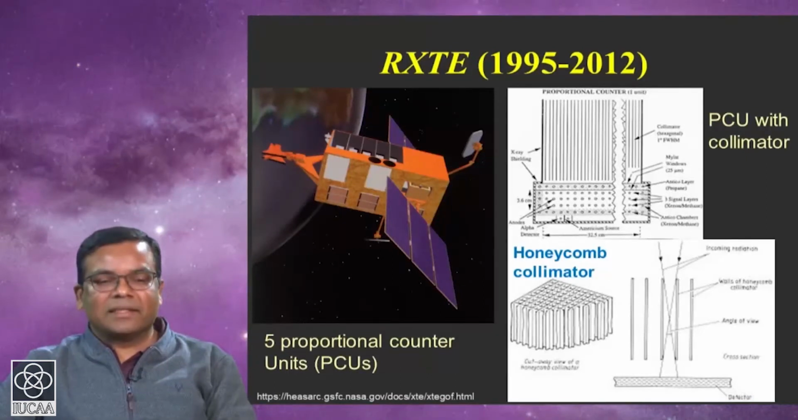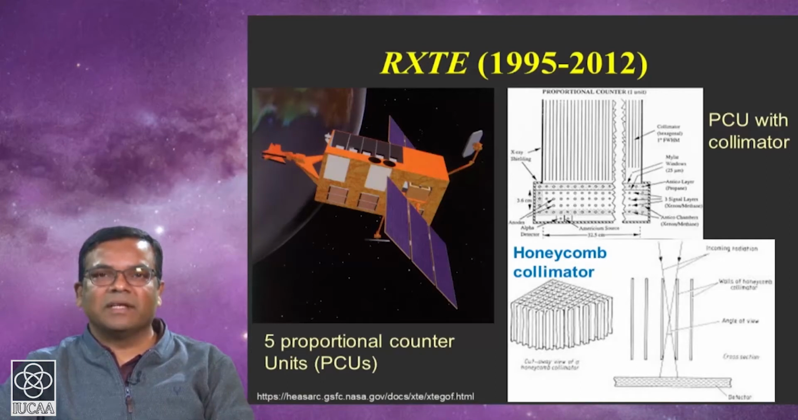One of the satellite missions which has this proportional counter is the Rossi X-ray Timing Explorer, which was launched by NASA. It operated from 1995 to 2012, and it produced many excellent results in X-ray astronomy. It contained 5 proportional counter units, called PCUs. These proportional counter units had collimators, so that the field of view could be limited. Here is an example of a collimator. It is called the honeycomb collimator. X-rays coming from a certain field are detected by these proportional counters. X-rays coming from outside that field of view are not detected; they are essentially absorbed in the collimators.